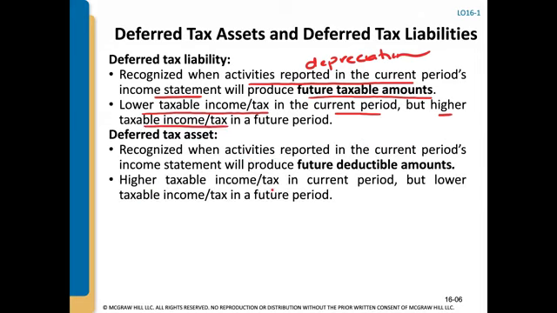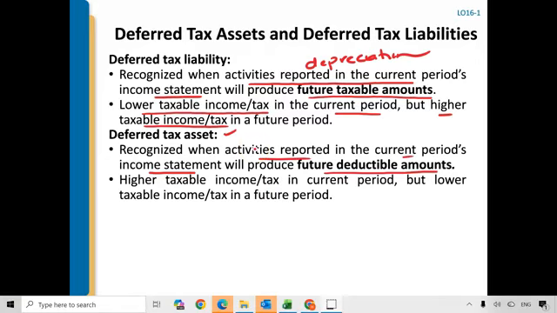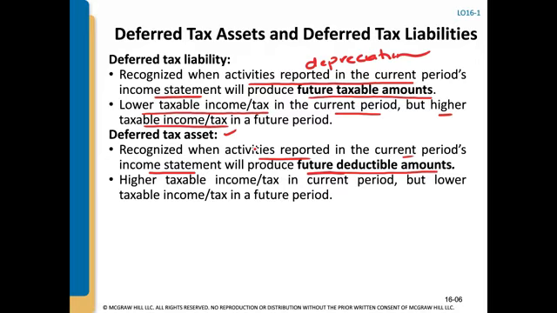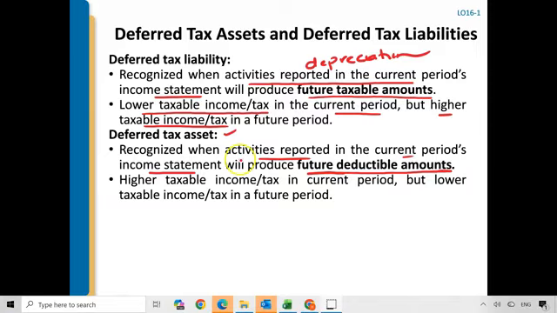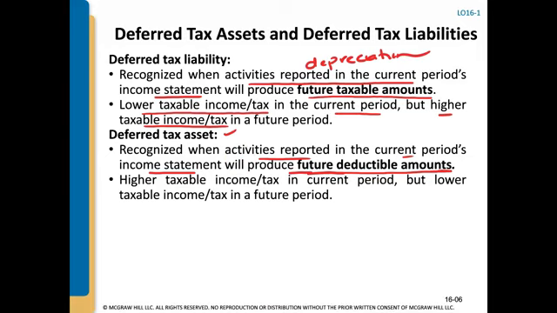On the flip side, you can also have what's called a deferred tax asset, and that's recognized when the activities reported in the current period's income statement produce future deductible amounts. That can happen with both revenues and expenses, but it's easier to understand with revenues, when no revenues are recognized in the financial income statement, but they are recognized in the tax return. So then in the future, they will be recognized for financial reporting, but will be reversed for tax, resulting in future deductible amounts.